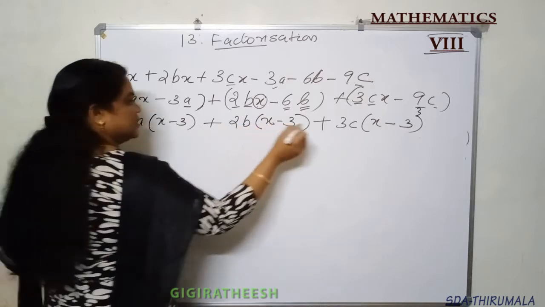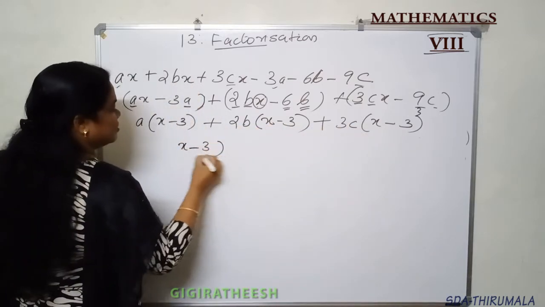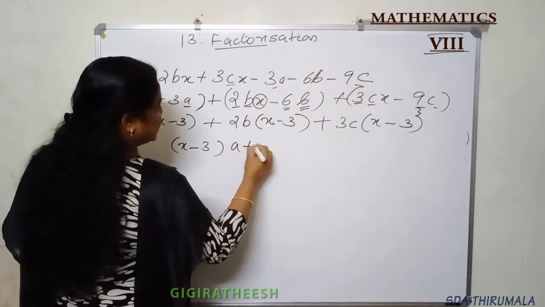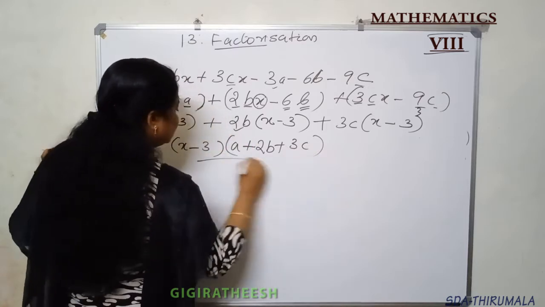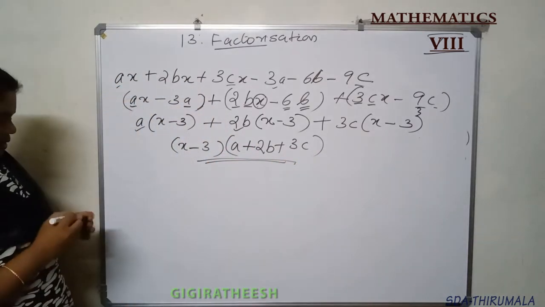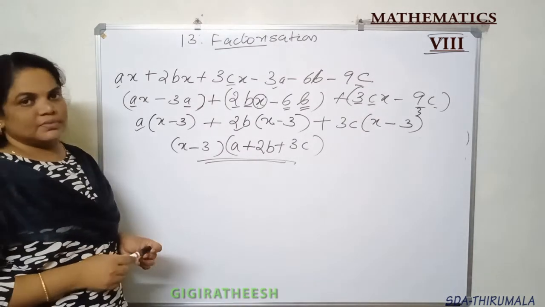So x minus 3 is the common factor here. And after that, a plus 2b plus 3c. These are the factors of this question: ax plus 2bx plus 3cx minus 3a minus 6b minus 9c.